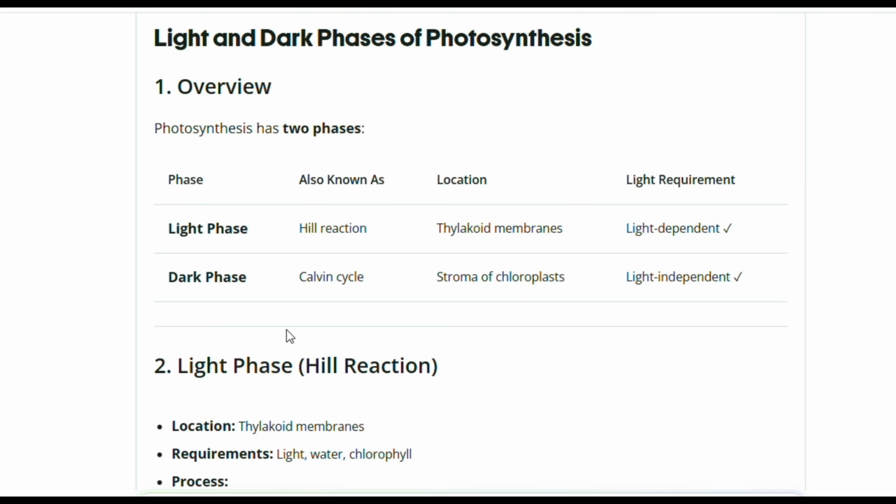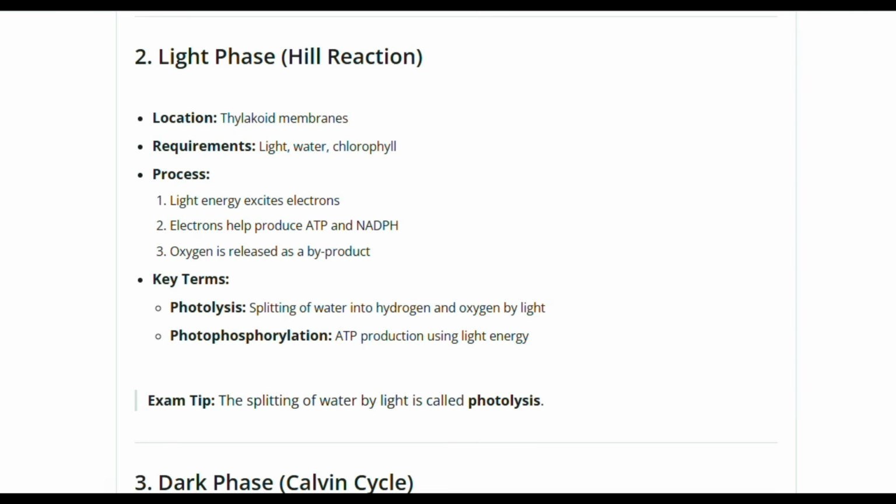Right, so let's break it down. Light phase, the Hill reaction. Okay, let's roll on to the light phase. We are getting to deeper details. The light phase, which is the Hill reaction. The location is the thylakoid membranes. Check the requirements: it needs the light, water and chlorophyll.